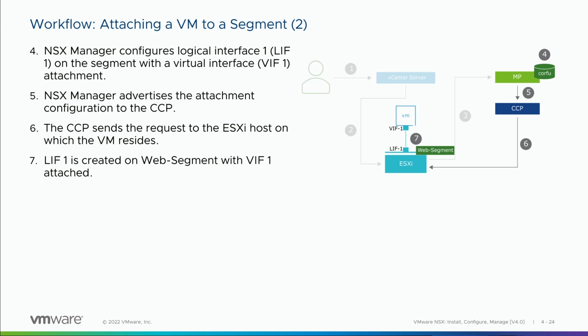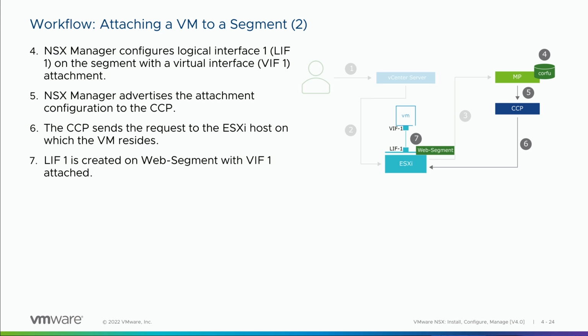So the manager is going to associate a virtual interface UUID, right? That's the virtual NIC UUID. So the virtual interface is the virtual NIC on the virtual machine. It's going to associate the virtual interface UUID with a logical interface UUID, right? The logical interface is the segment port identifier. So we're going to associate that virtual interface with a logical interface. We're going to save that configuration, right? That's going to be persisted to the Corfu database on the NSX Manager so that all the other managers get to know about it as well.